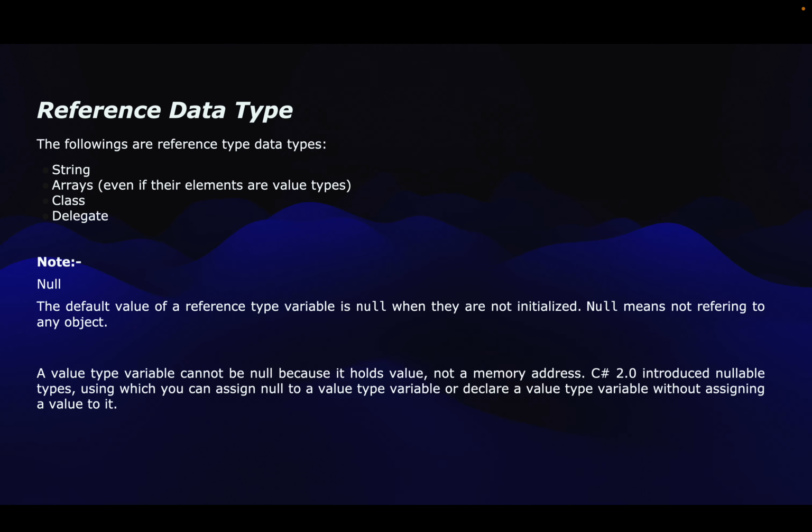A value type variable cannot be null. If you define one value type variable, it cannot be null because it holds a value. It will not store or hold a reference, it will store the actual value, not a memory address. C# 2.0 introduced nullable types, using which you can assign null to a value type variable or declare a value type variable without assigning a value.